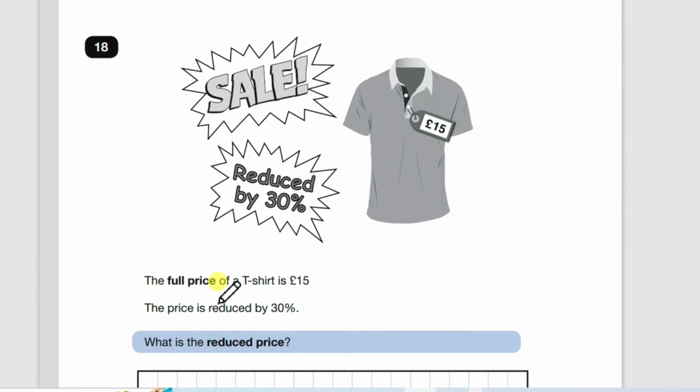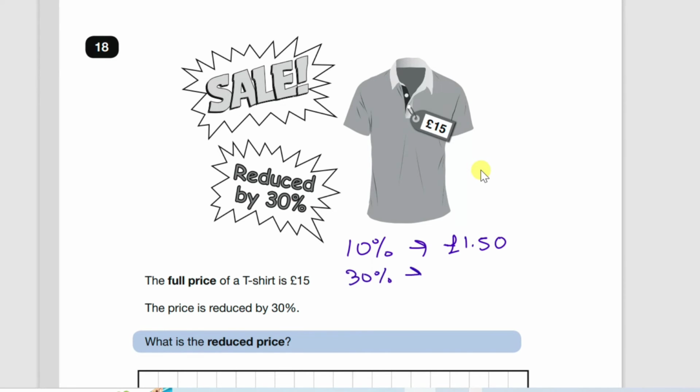Now, question 18. So the full price of a t-shirt is £15. Cool. And we know that this t-shirt is reduced by 30%. The price is reduced by 30%. What is the reduced price? Okay, so to find the reduced price, you just got to calculate 30% and take it away from 15. So to find 30%, my advice is always find 10% first, yeah? So let's do 10%. So 10% of £15. All you do is just stick a decimal point between 1 and 5. So that means it's 1.5 or £1.50.